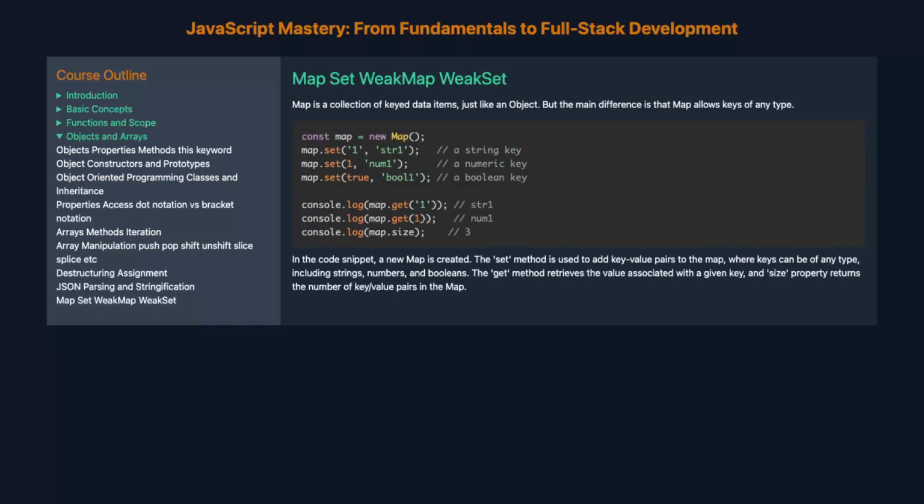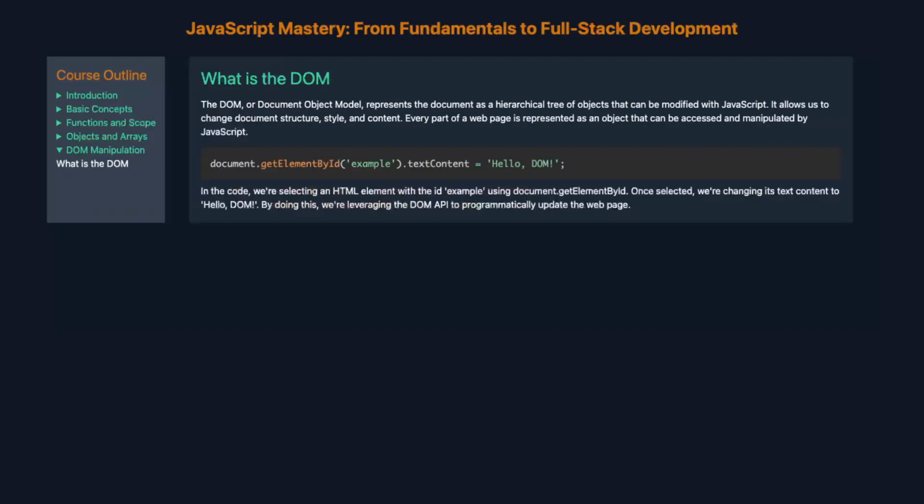Map, Set, WeakMap, WeakSet. Map is a collection of keyed data items, just like an object. But the main difference is that Map allows keys of any type. In the code snippet, a new Map is created. The set method is used to add key-value pairs to the Map, where keys can be of any type, including strings, numbers, and booleans. The get method retrieves the value associated with a given key, and the size property returns the number of key-value pairs in the Map.